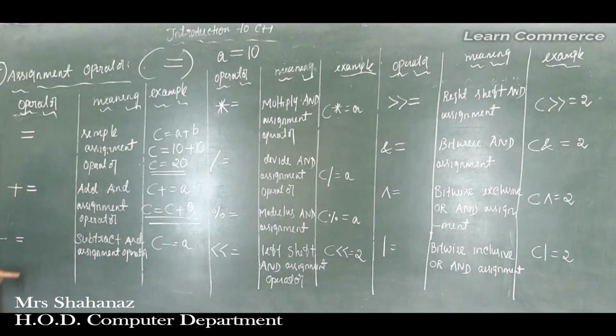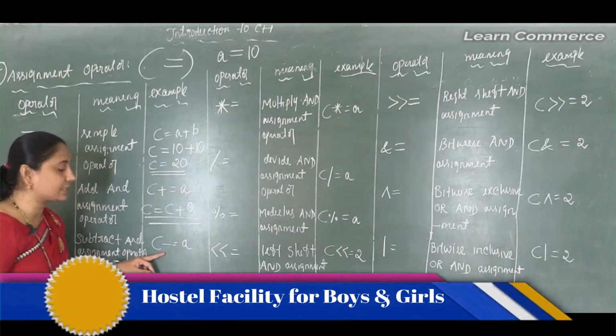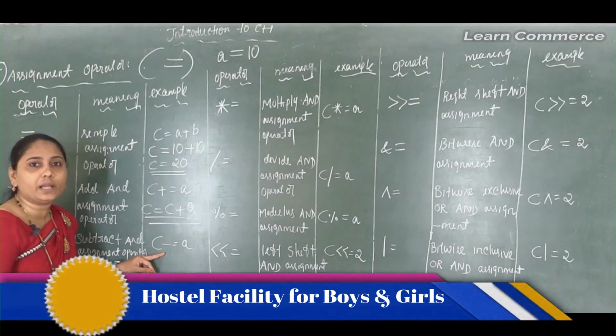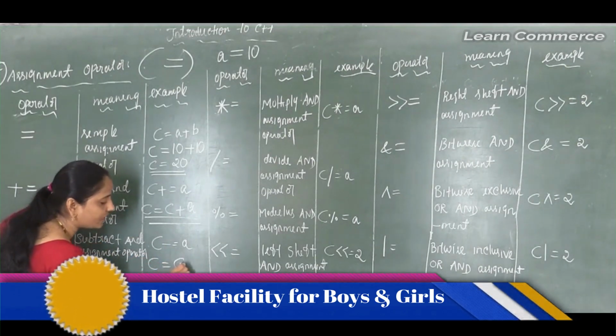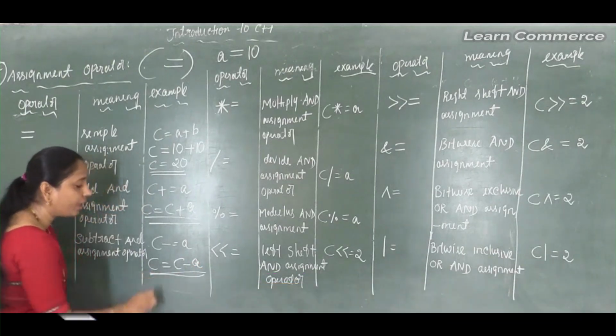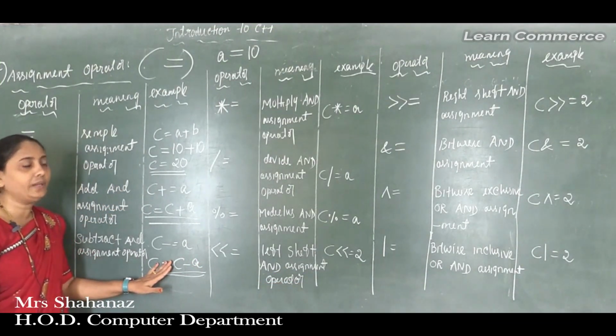Okay? And the next assignment operator is minus equal. Such an operator is called the subtract and assignment operator. Clear this point? The subtract and assignment operator. One example we can write is C minus equal A. How to write it in full form? That is C is equal to C minus A. Clear this one here? So this is an example of the subtract and assignment operator.